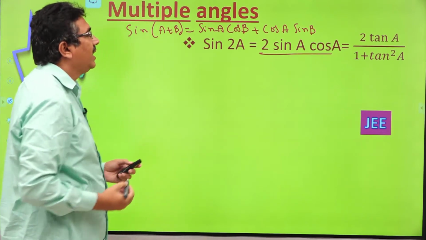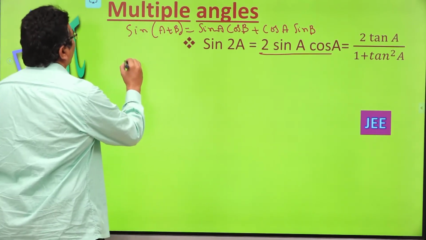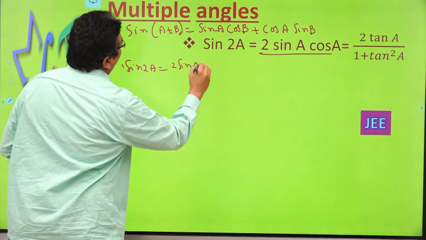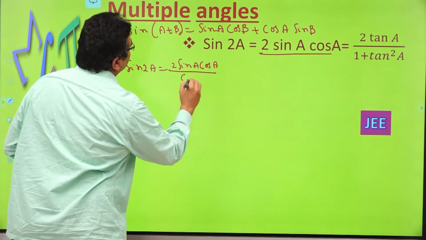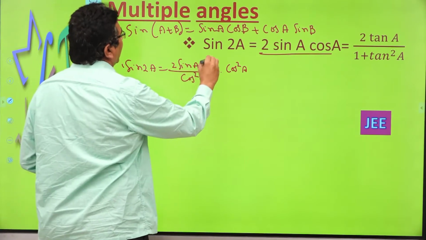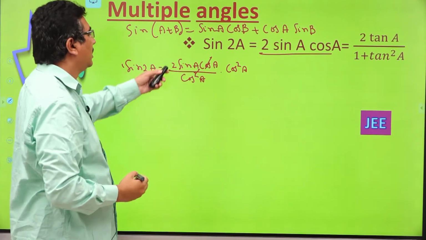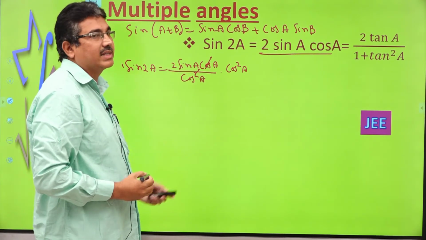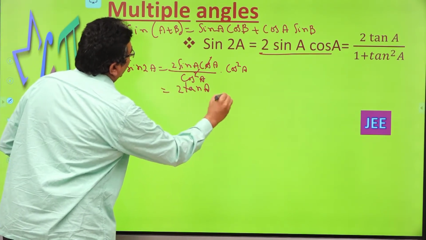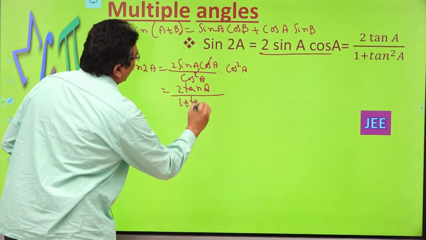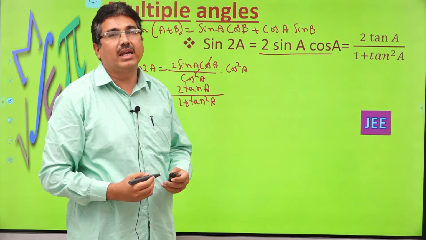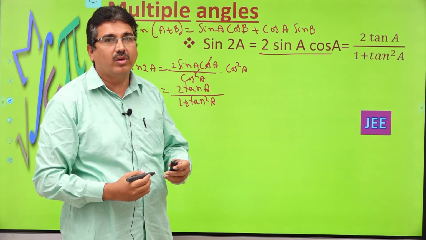Now sin 2A is equal to 2 sin A cos A. Now divide 2 sin A cos A by cos square A into cos square A. So cos A gets cancelled, and that is equal to 2 tan A divided by secant square A. Secant square A is equal to 1 plus tan square A. So sin 2A is also equal to 2 tan A divided by 1 plus tan square A.